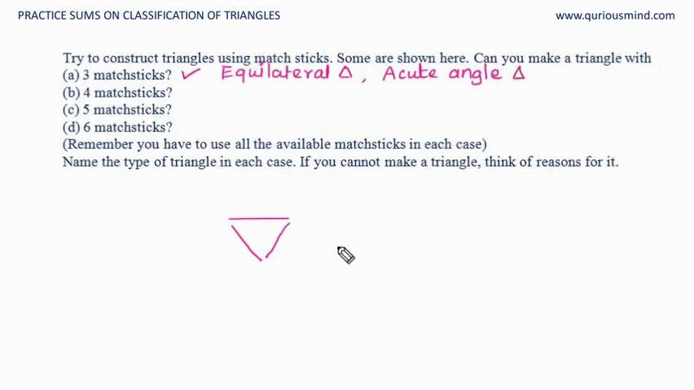Okay, next one, 4 matchsticks. We'll do that later. Let's talk about 5 matchsticks. I have 1 matchstick here, I have 2nd here, I have 3rd here, same way 4th and 5th. And yes, I can make a triangle using 5 matchsticks. If you see here, 2 sides are equal in length, and hence we will call this an isosceles triangle.